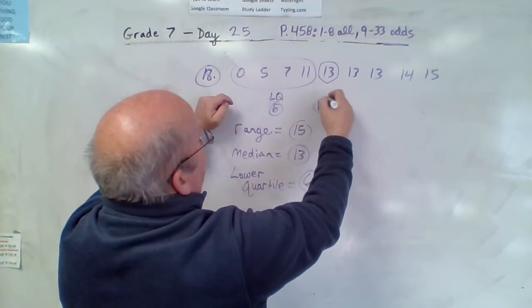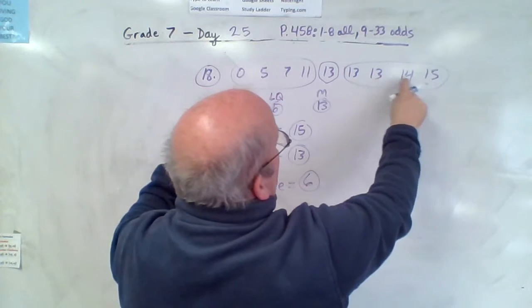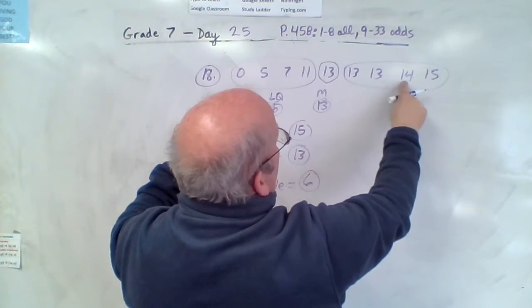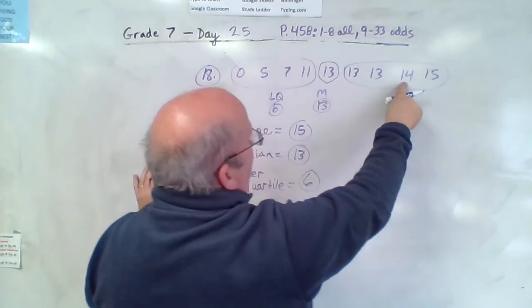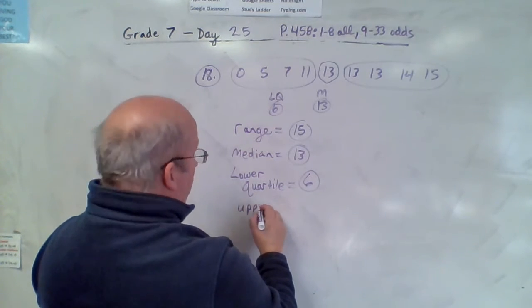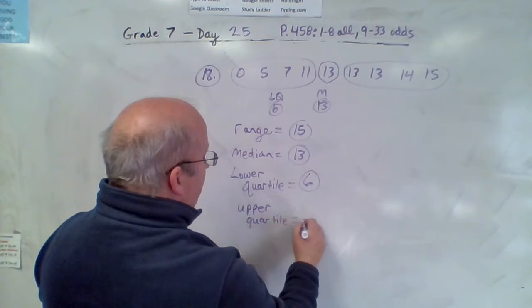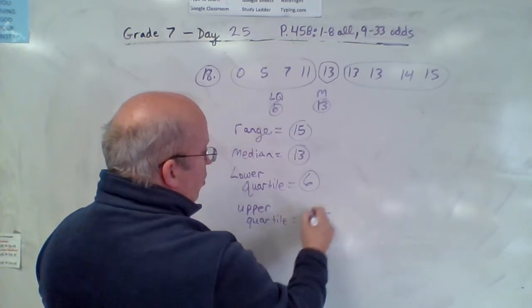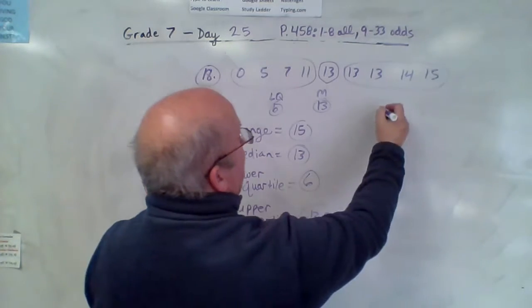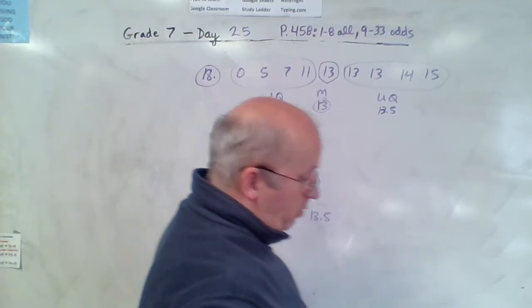Our median is 13. What's our upper quartile? Well, that's going to be the average of these two numbers. 13 plus 14 is, not 17, I'm sorry, 27. 27 divided by 2 is 13.5. So we've got an upper quartile of 13.5. Goodness, I keep saying the wrong word.